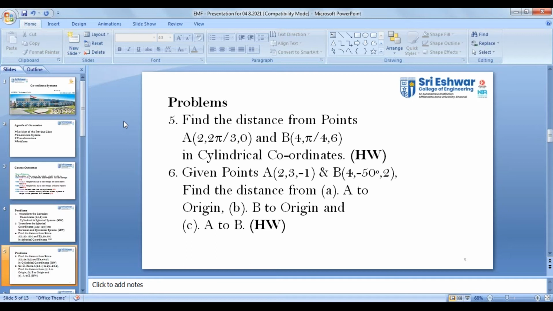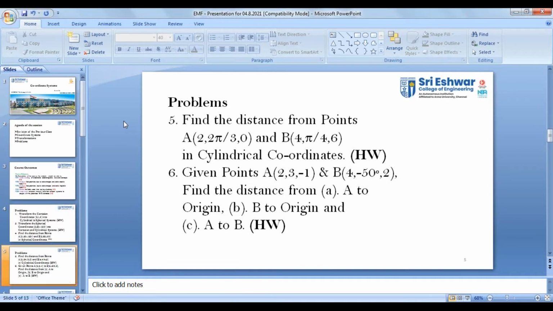Given points A is 2, 3, -1 and B is 4, -50 degree, 2. So point A is in which coordinate system? Point B is in which coordinate system? Can anyone tell? Point A is in Cartesian, sir. Point B? Cylindrical, sir. Very good. So B is cylindrical and A is Cartesian.